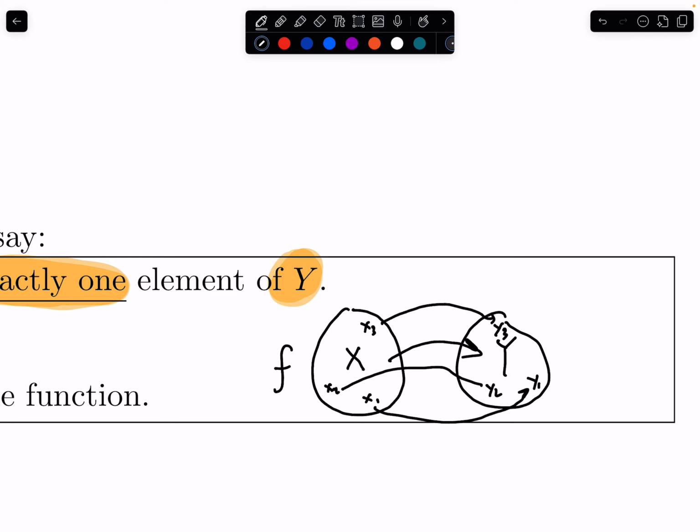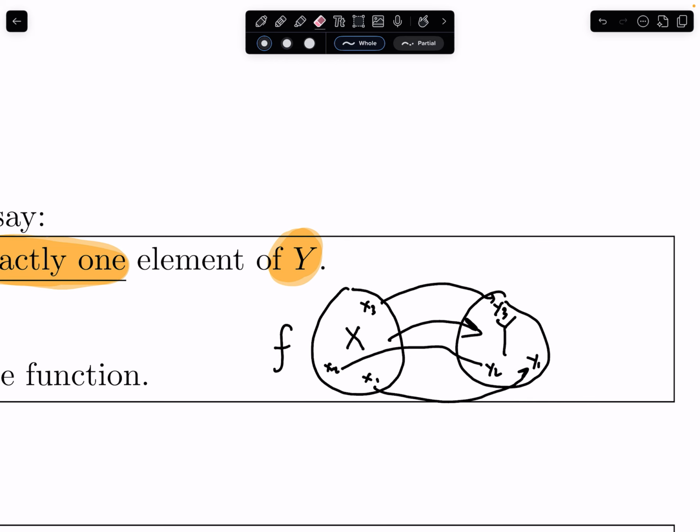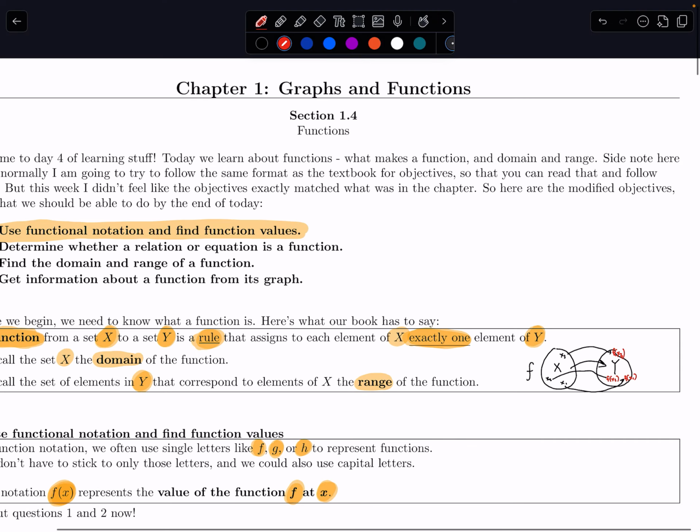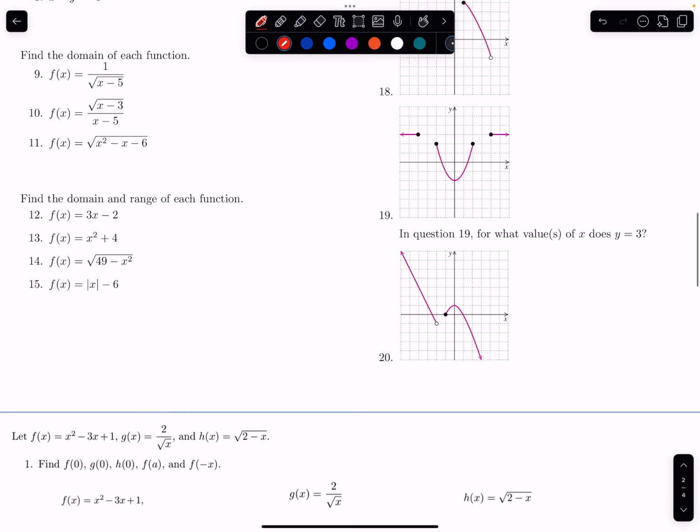Little x3 becomes a y3. Or you can think of these, instead of calling them y3, y2, y1, as f of x1, f of x2, f of x3. So f of x1. This is f of x3. That's the notation that we're using. Okay, that's that. Let's try questions 1 and 2 already.